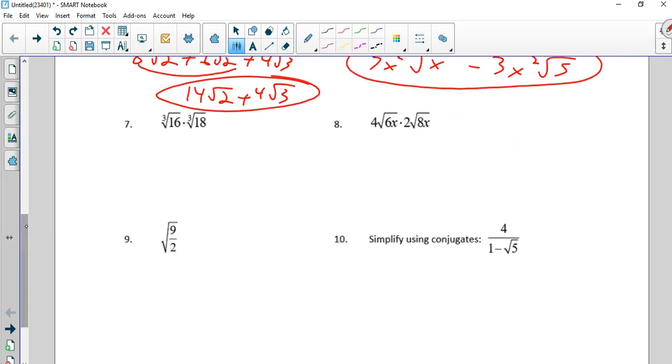Number 7. First thing we do, multiply. It's the cube root of 288. That breaks down, we use our chart, and we're going to get the cube root of 8 times the cube root of 36. Cube root of 8 is 2, times the cube root of 36.